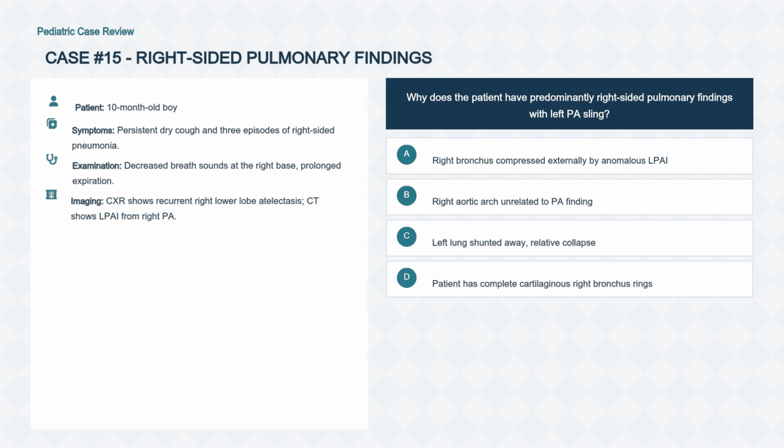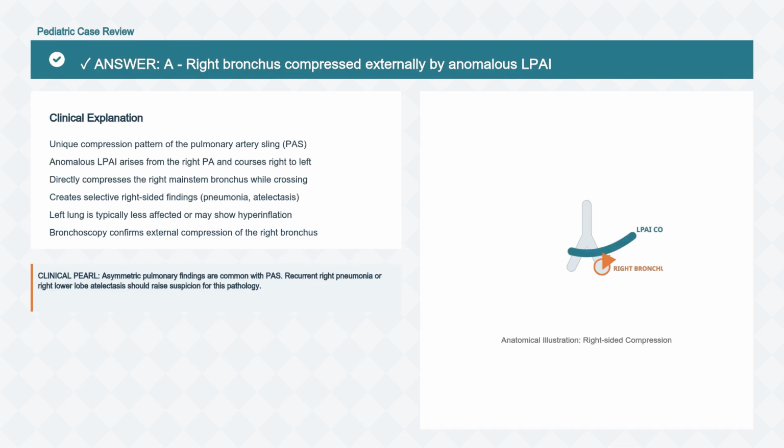Question 15. Right-sided pulmonary findings. A 10-month-old boy has a persistent dry cough and recurrent right-sided pneumonia. Examination shows decreased breath sounds at the right base. Computed tomography shows a left pulmonary artery sling. Why does the patient have predominantly right-sided findings? Option A. Right bronchus compressed externally by anomalous artery. Option B. Right aortic arch unrelated. Option C. Left lung shunted away. Option D. Complete cartilaginous right bronchus rings. The correct answer is option A.